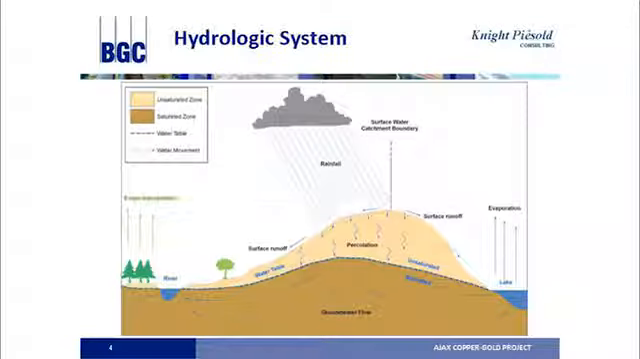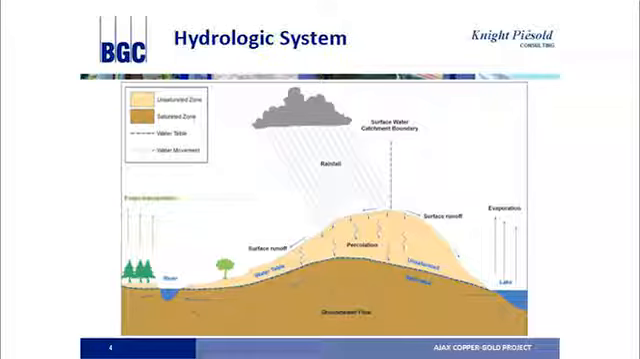So if we step back and just look simply at what the hydrologic system is, this is a very simplified model of what we're looking at. In this case, we have rainfall falling onto the terrain. Some of it percolates down into the soils and reaches the groundwater table. And then the groundwater table throughout the year is feeding our stream flow.